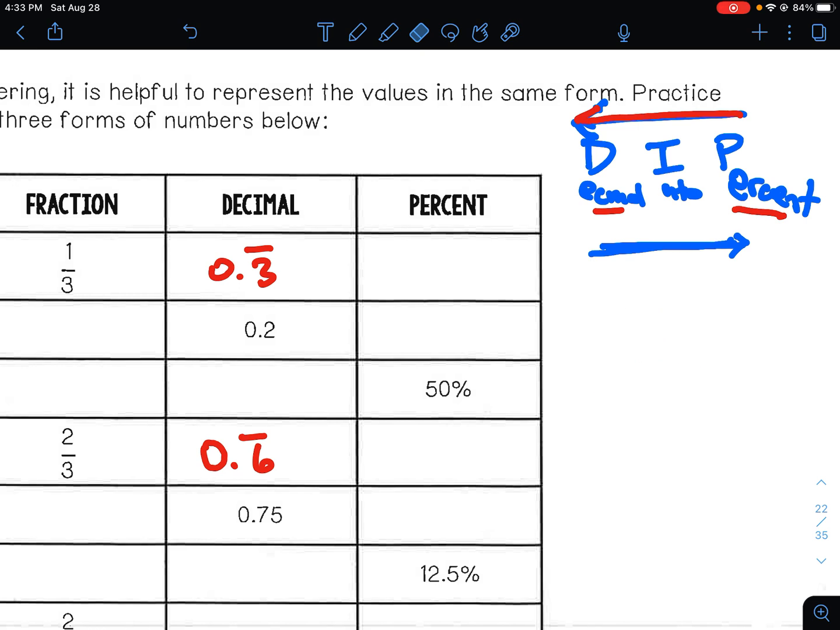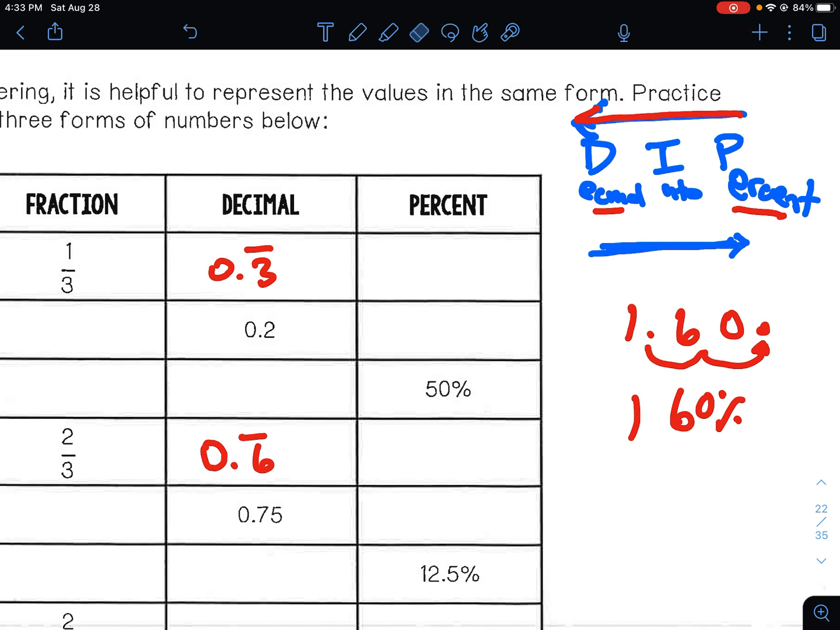However, if I wanted to turn a number like 1.6 into a percent, remember I'm going from decimal into percent, so that means I'm reading it forward. I'm going to the right. I'm going to dip or move 2 spaces to the right, which means the new decimal is right here. I have to add a 0, and then what that means is 160%.